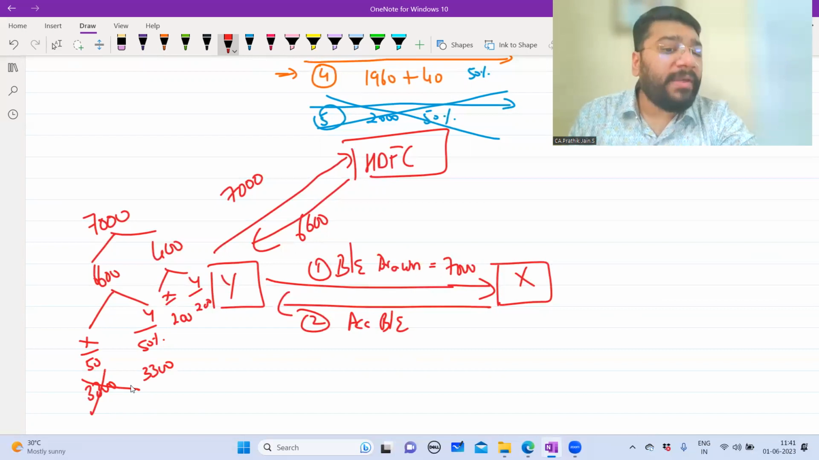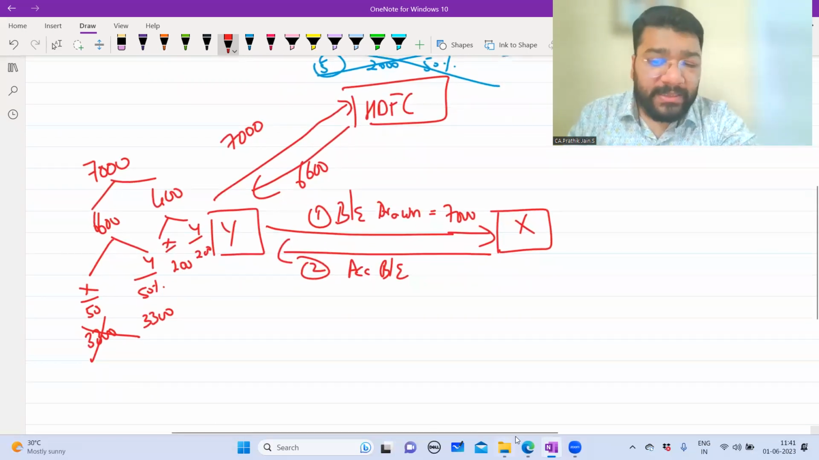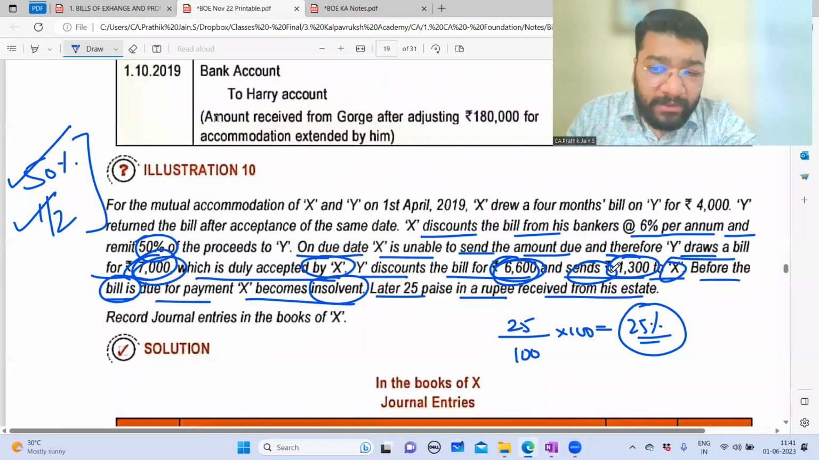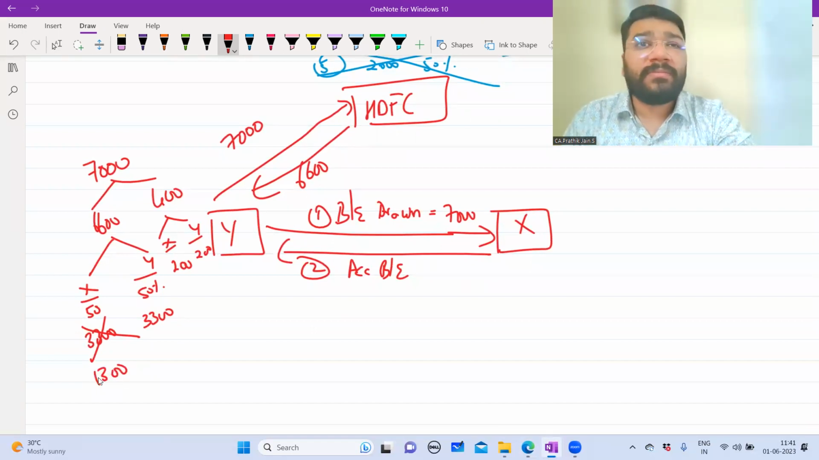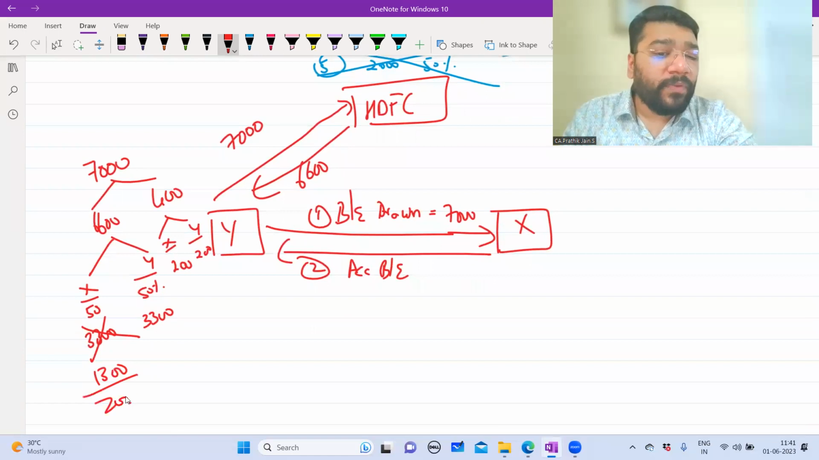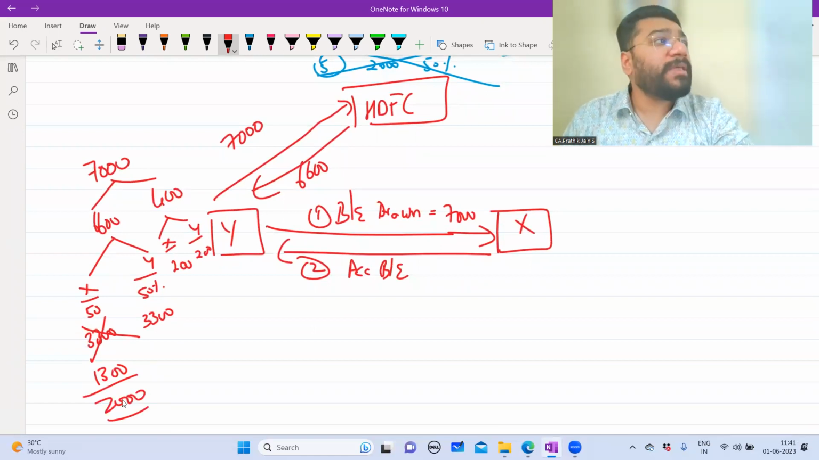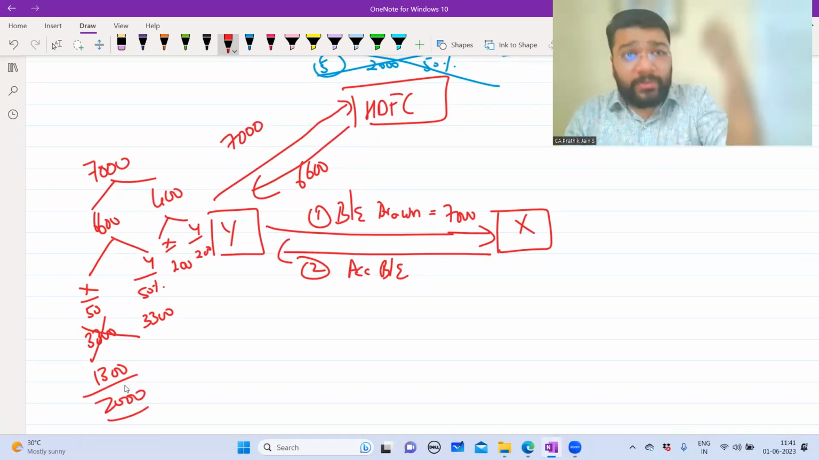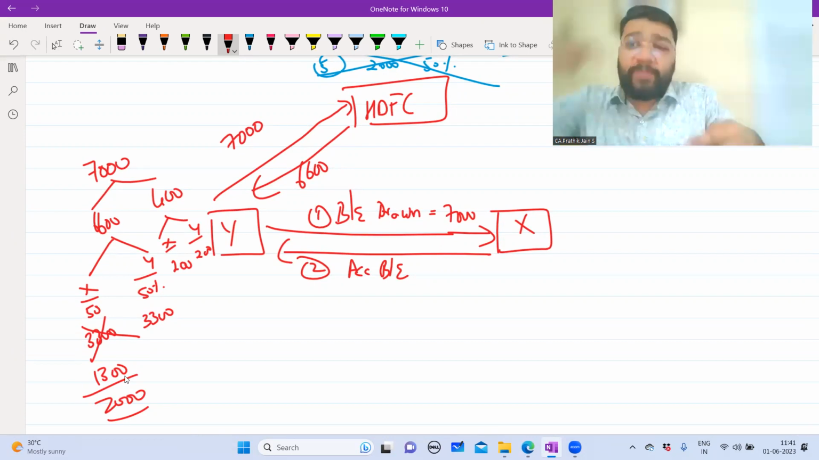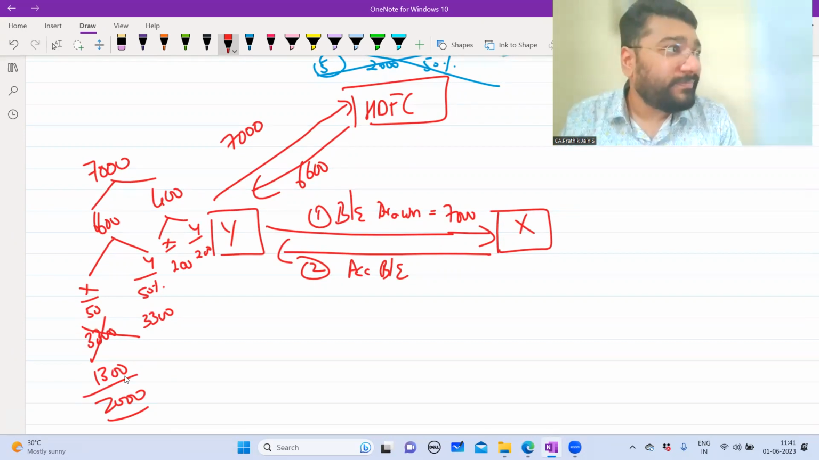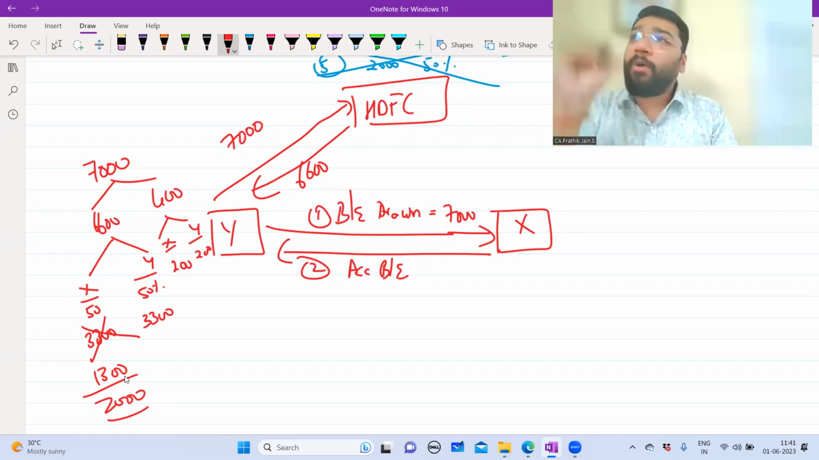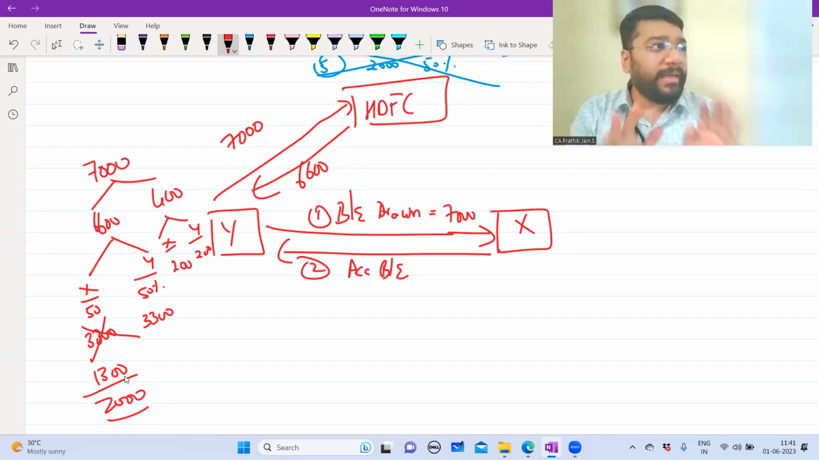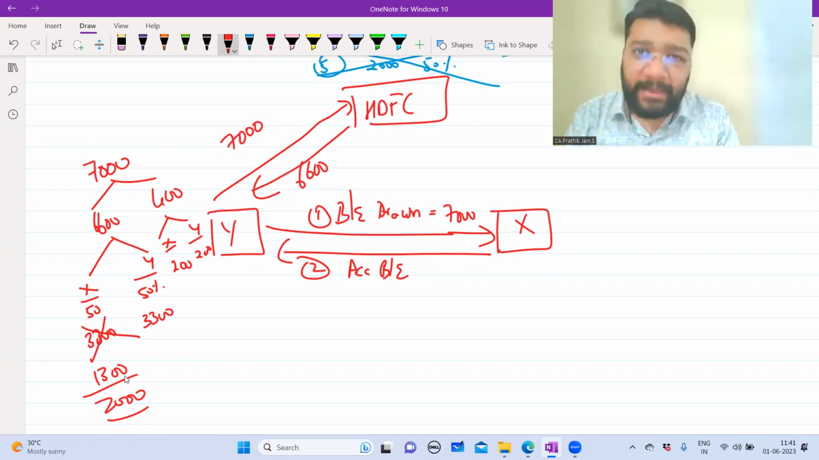But Y is not giving 3,300 to X. Y is giving only 1,300 to X. So how much is the shortfall? 2,000 rupees is a shortfall. Why is he not giving? Because from X we had to receive earlier. No, he has not given that money. So we deducted and gave the balance. So now you don't have to sit and make all the calculation. You don't have to sit and identify how much is the balance. We are doing a journal entry in a way that automatically everything will be taken care of.